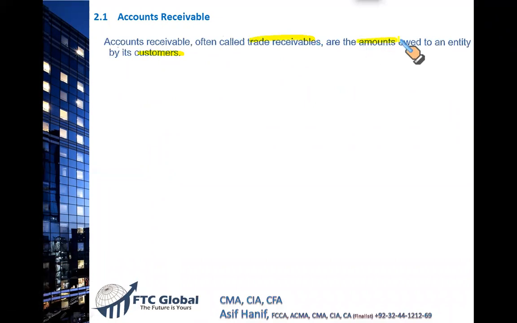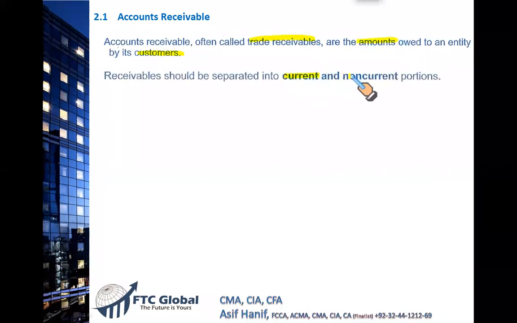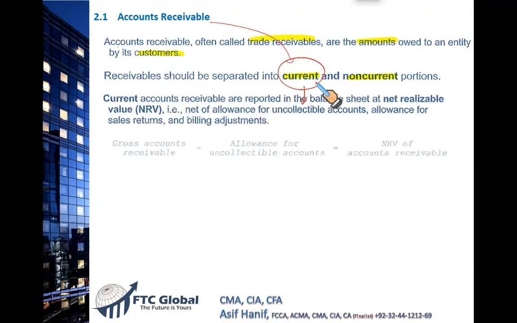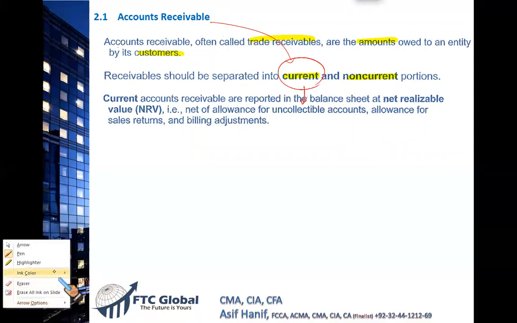There can be two types of account receivables, current and non-current. You have to specifically focus on current because that is the focus of our agenda. Non-current is just discussed in a paragraph and that's all. So when you say current account receivable, it means these are the customers who will pay you within 12 months, within a year. So how do we report current account receivables on our balance sheet? I'm sure all of you know, but let's just revisit. We report our current account receivables at NRV.